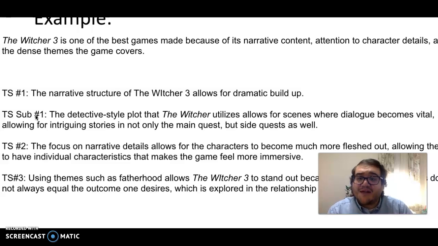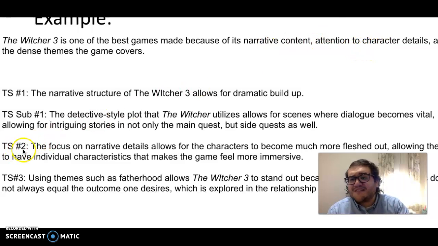The detective style plot that The Witcher utilizes allows for scenes where dialogue becomes vital, allowing for intriguing stories in not only the main quest, but side quests as well. So I'm focusing from the main story into the side stories. It's still focusing on narrative content. I am not moving on to character details.